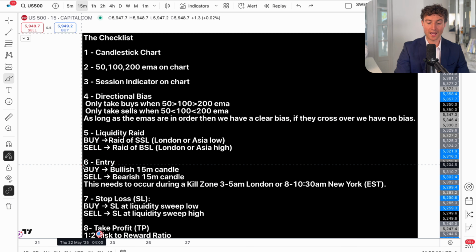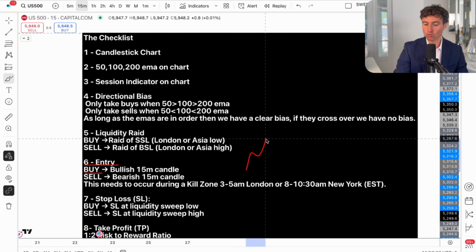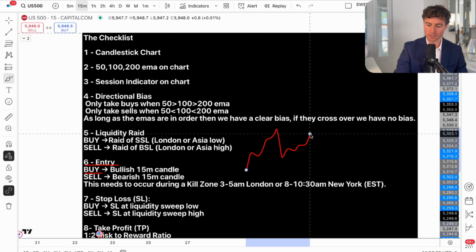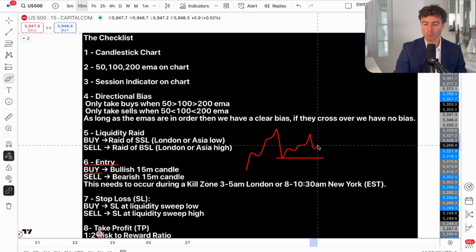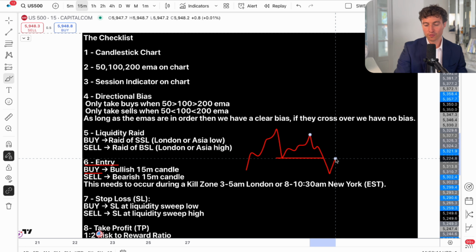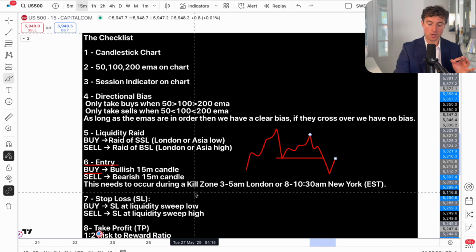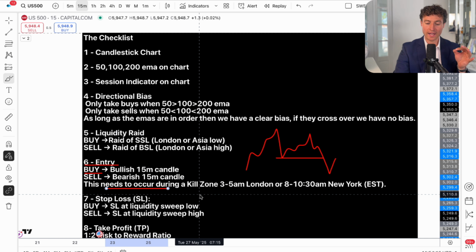Step 6. Entry. If we're looking for buys in the market and we see a raid of sell side liquidity, then our confirmation is very, very simple. All that we're simply waiting for is a 15-minute bullish candle after we've seen a raid of liquidity. Please note this has to occur during a kill zone. This is very, very important. Our entry and confirmation needs to occur during a kill zone.